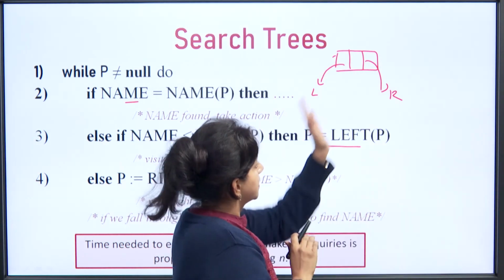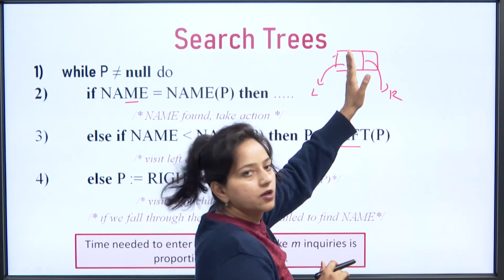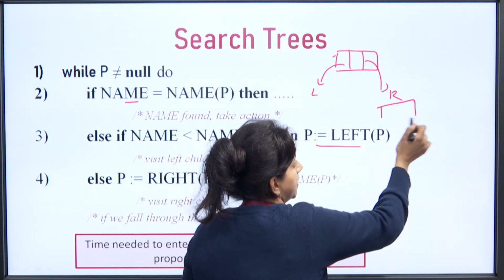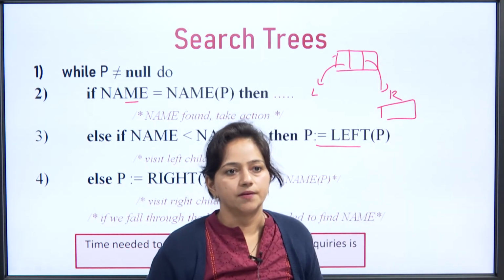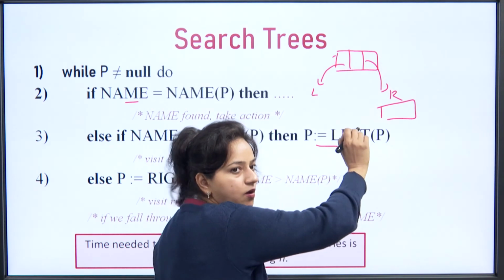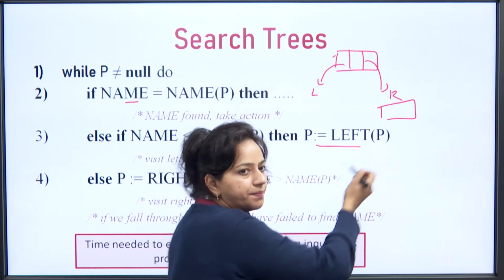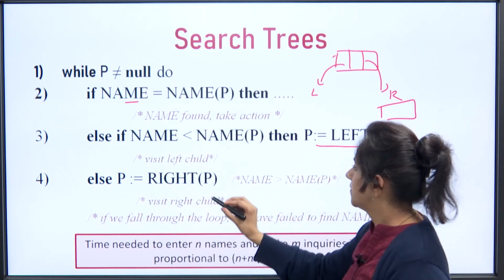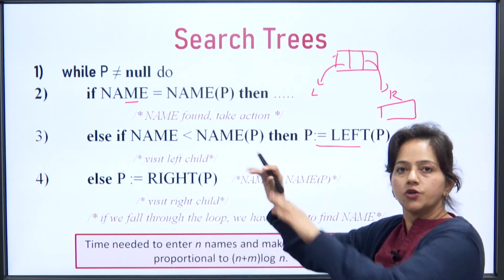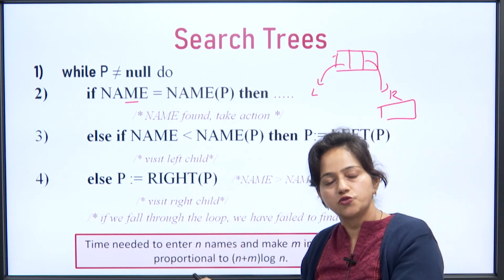If the search name is greater than the particular recorded parent node, then we will look at the record in the right subtree. So here we will set P equal to right of P. In this way we will search the record in the tree.